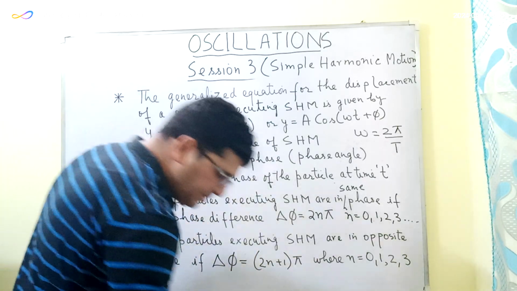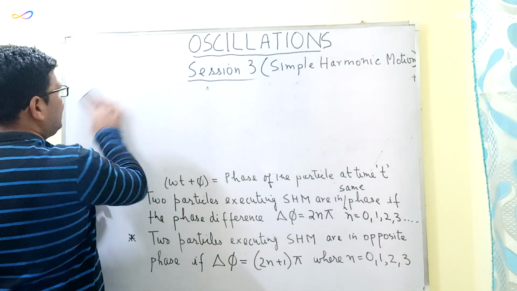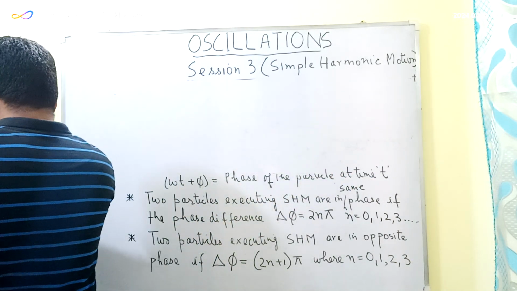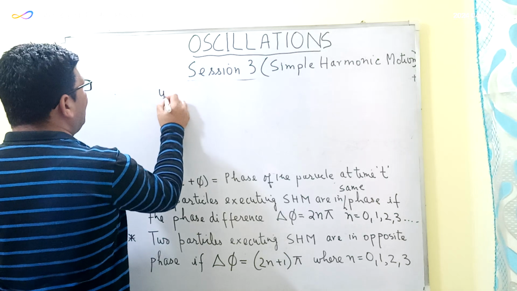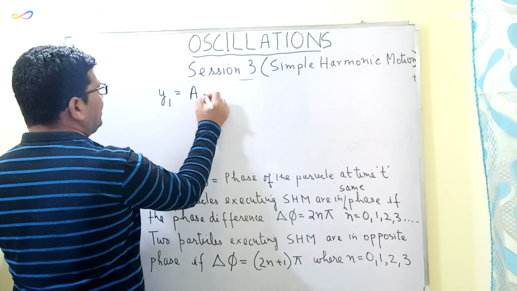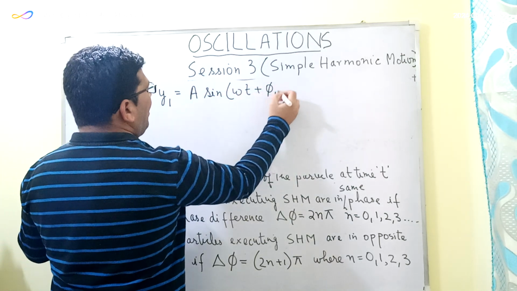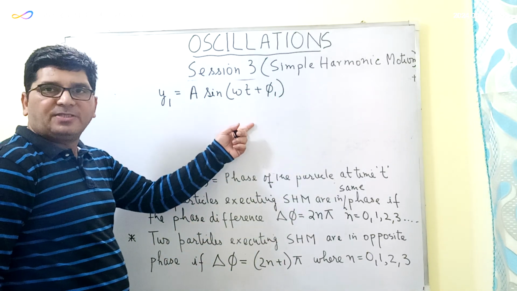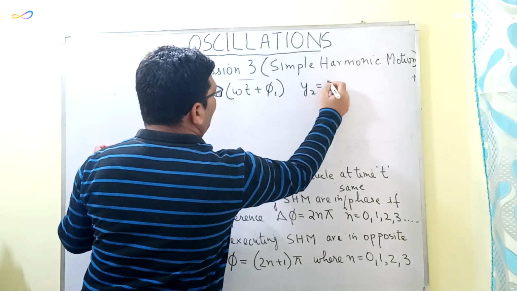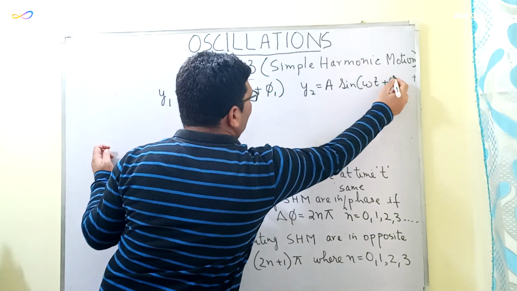So now we will discuss the phase difference of the two particles which are executing simple harmonic motion. Let us consider one particle. The displacement of this particle is denoted here as y1, with amplitude A, y1 = A sin(ωt + φ1), where φ1 is the phase angle or the initial phase. And let us consider another particle which is executing simple harmonic motion, y2 = A sin(ωt + φ2).